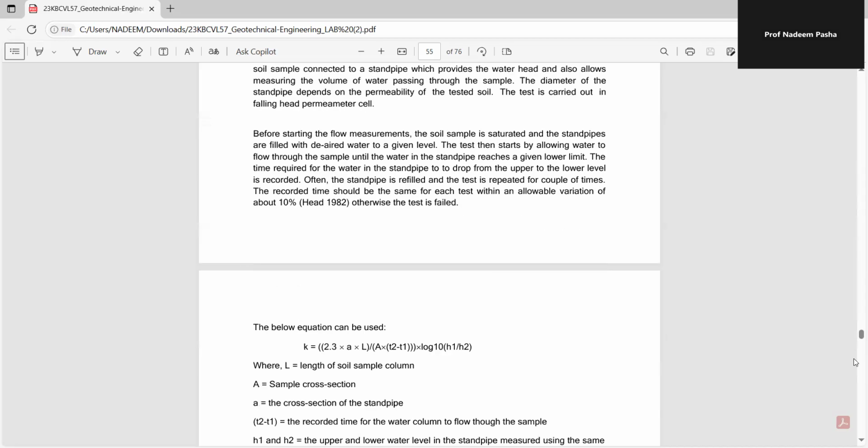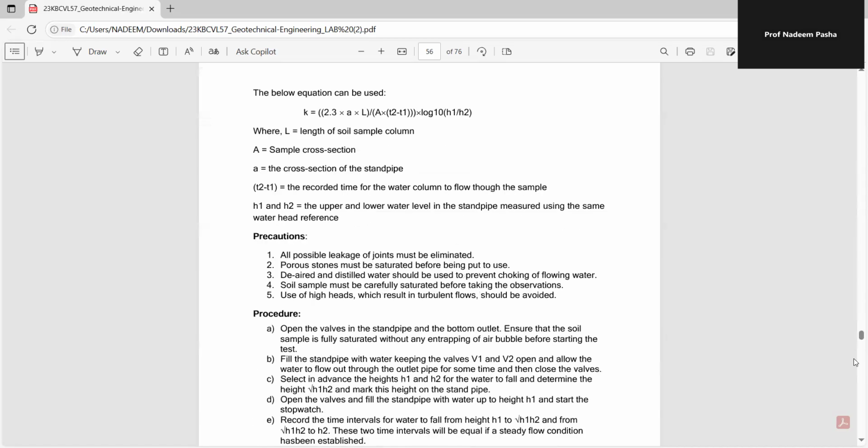What is the equation used? K is equal to 2.3 into small a into capital L divided by capital A into T2 minus T1 into log to the base 10 of H1 by H2, where L is the length of the sample, capital A is the sample cross section, small a is the cross section of the standpipe, and T2 minus T1 is the recorded time for the water column to flow through the sample.